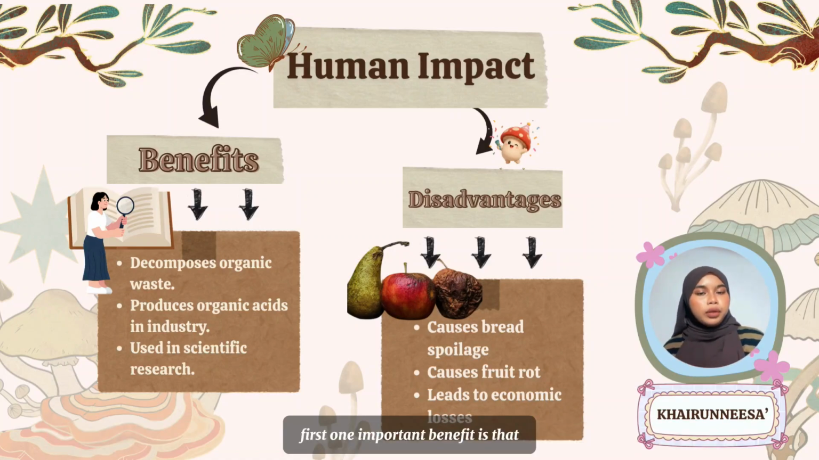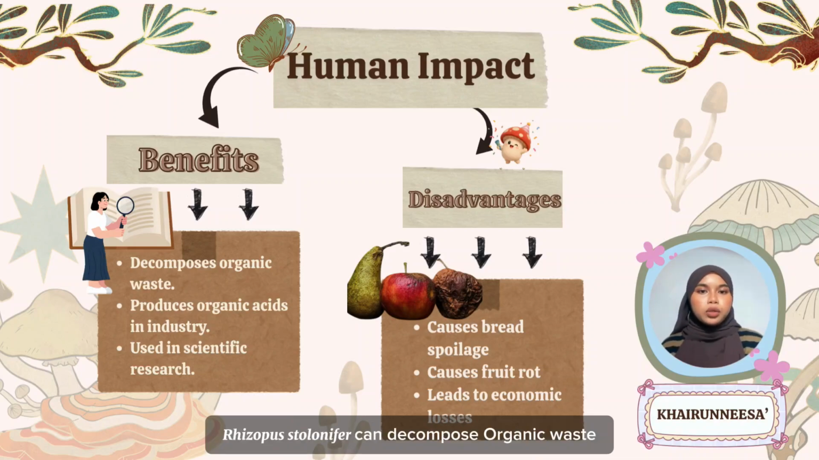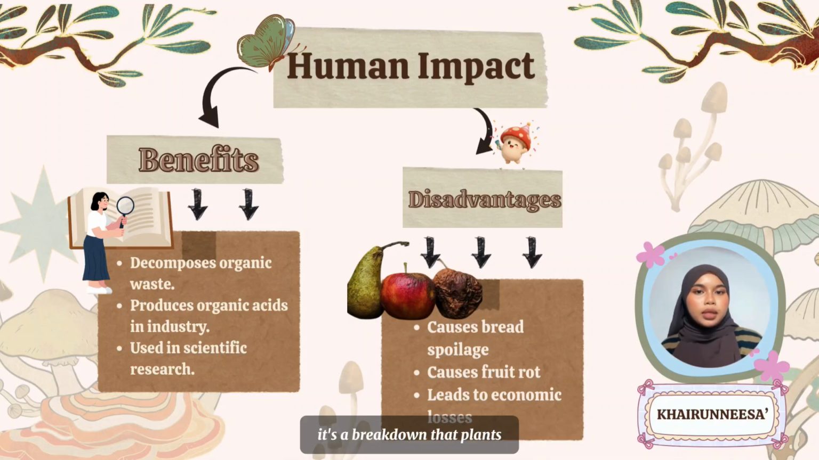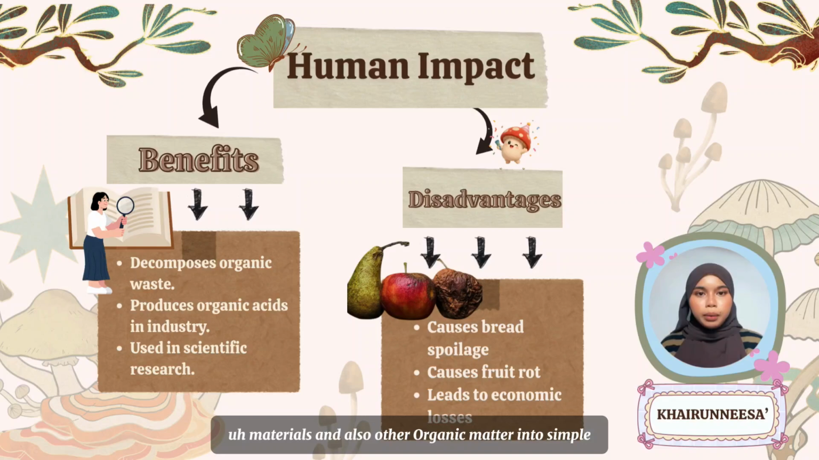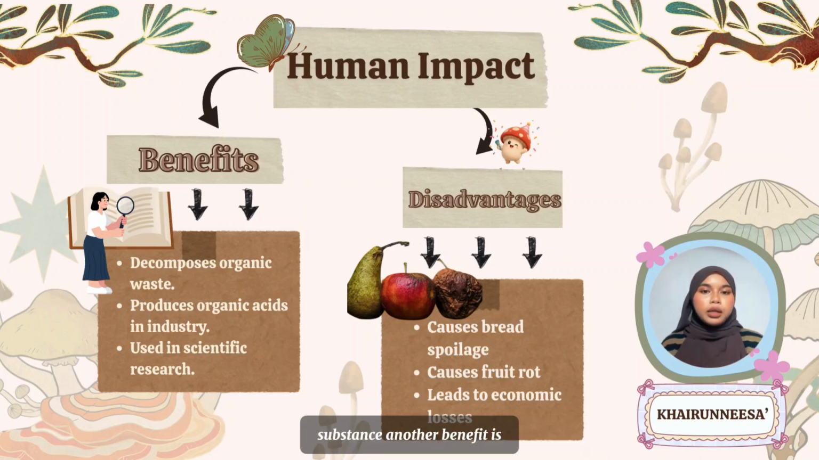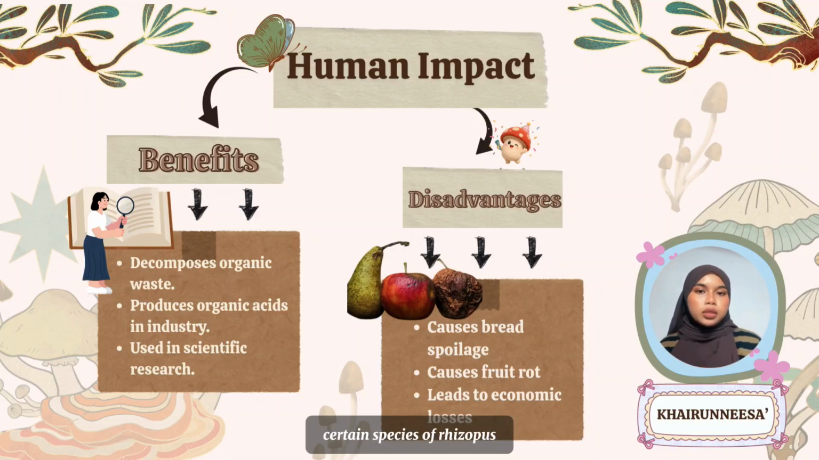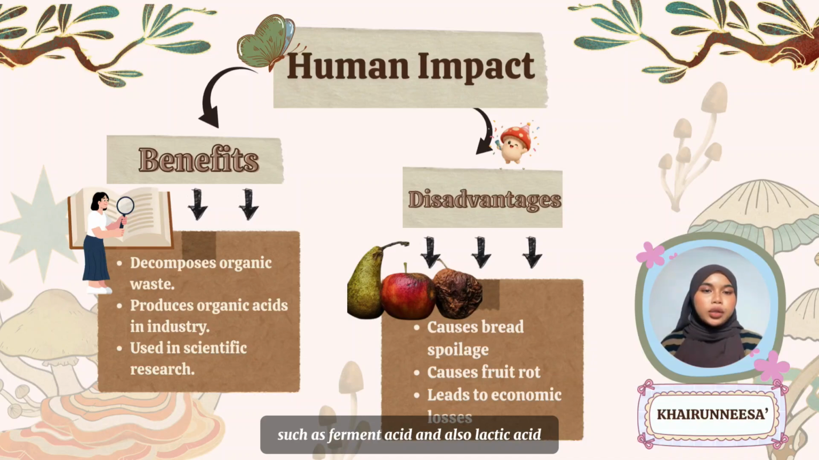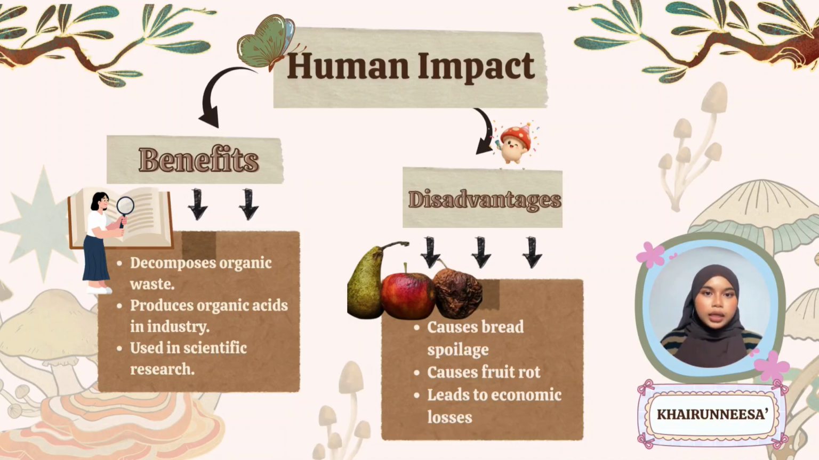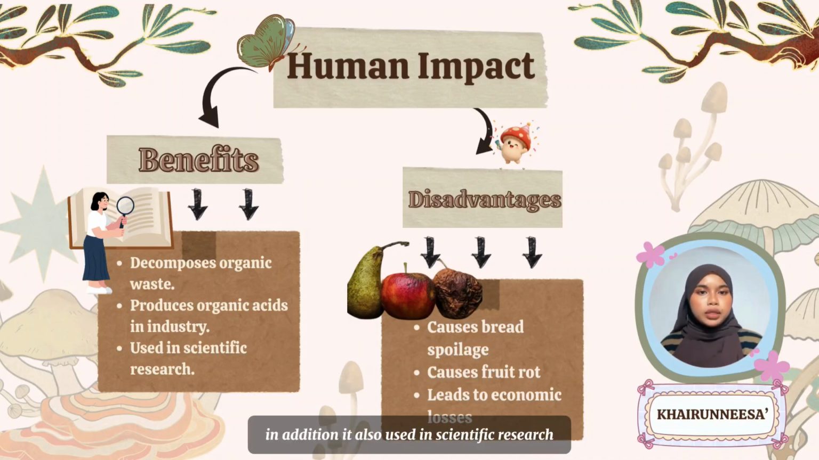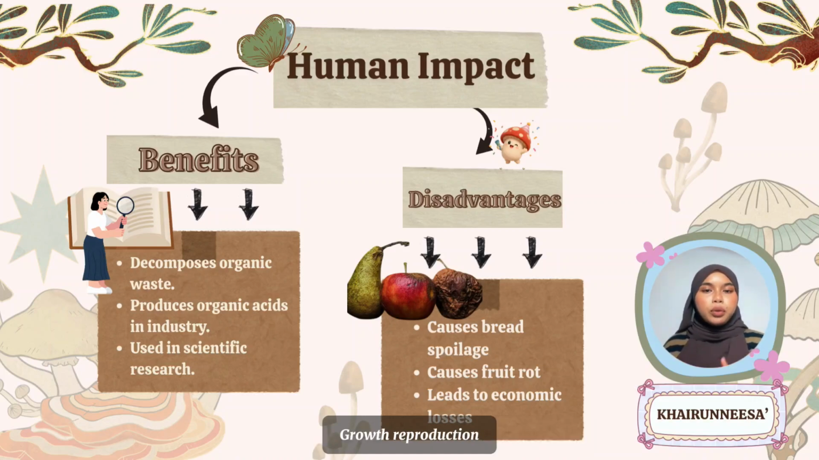First, one important benefit is that Rhizopus stolonifer can decompose organic waste. It breaks down plant materials and also other organic matter into simpler substances. Another benefit is its role in the industrial production of organic acid. Certain species of Rhizopus, including Rhizopus stolonifer, can produce organic acids such as formic acid and also lactic acid through the fermentation process. In addition, it is also used in scientific research. It serves as a model organism in studies of fungal growth, reproduction, enzyme production, and also biotechnology.